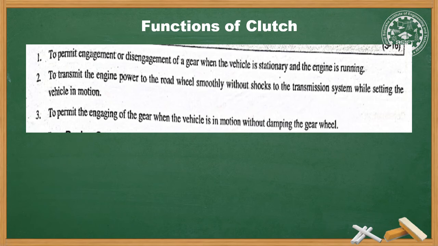The functions are very simple: to permit engagement and disengagement of gear when the vehicle is stationary, to permit engaging and disengaging of gear when the vehicle is in motion without damage, and to transmit engine power from the engine to the road wheels smoothly without shock. These are the functions of a clutch.